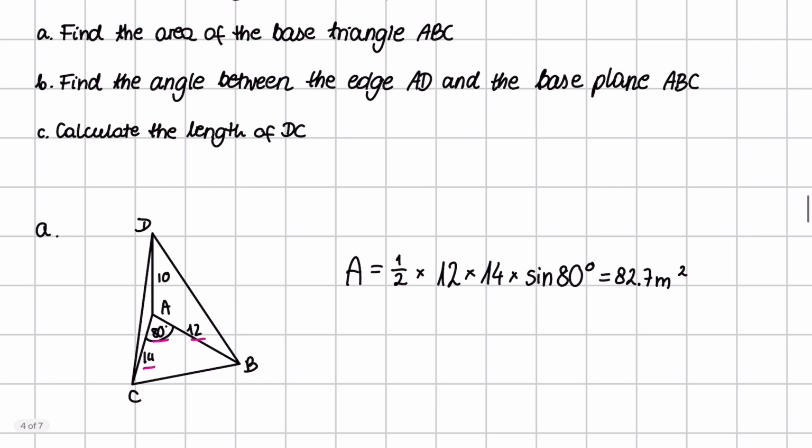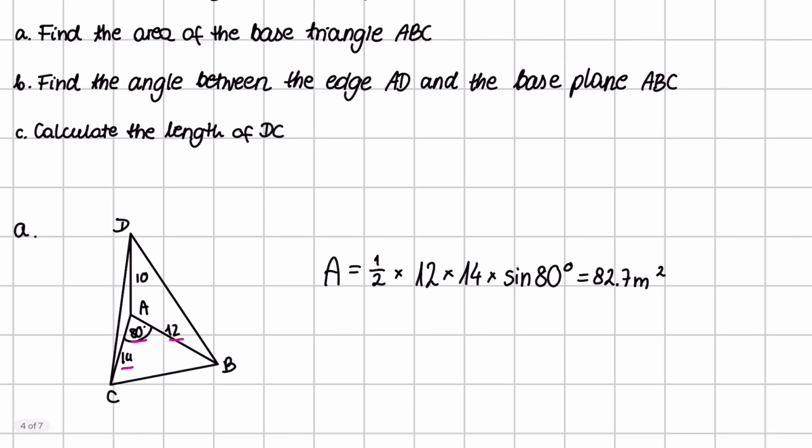B. Find the angle between the edge AD and the base plane ABC. And we know that our point D is directly above our point A. So we can observe that the line AD is perpendicular to the plane ABC. So the angle between a line perpendicular to a plane and the plane is 90 degrees. So this angle is just 90 degrees without any calculations.